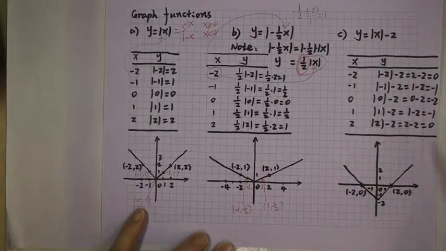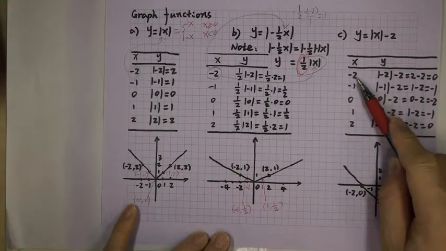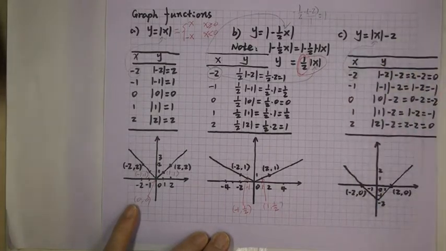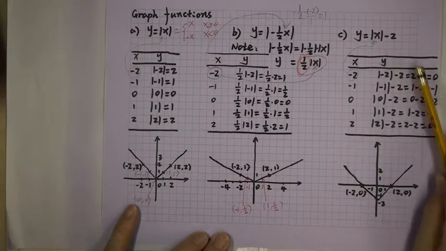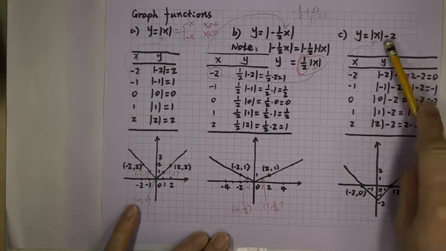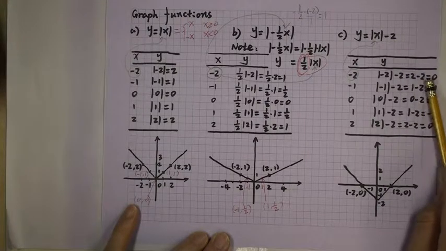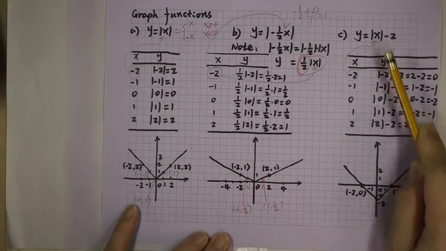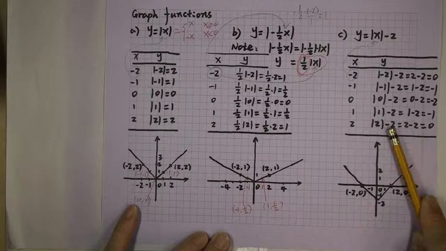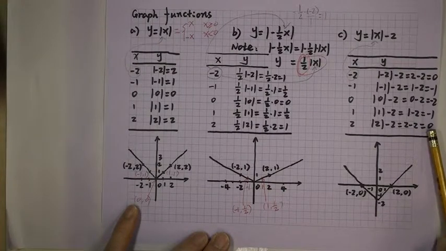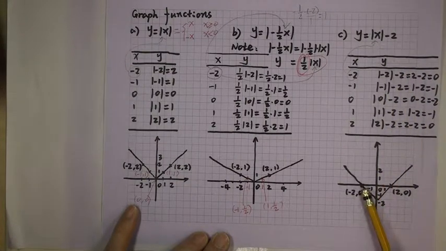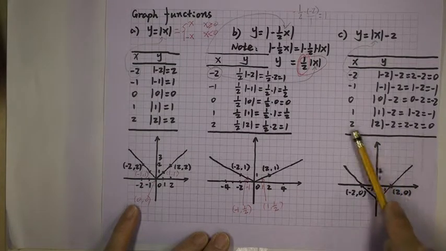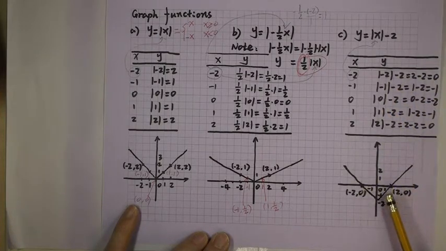Now let's look at this one. Still, we want to input negative 2 right here. The absolute value of negative 2 is positive 2, and you always subtract 2 in this case, so 2 minus 2 is 0. You may plug in positive 2: the absolute value of 2 is 2, and 2 minus 2 is 0. So you have negative 2, 0 and 2, 0, those two points on the line.